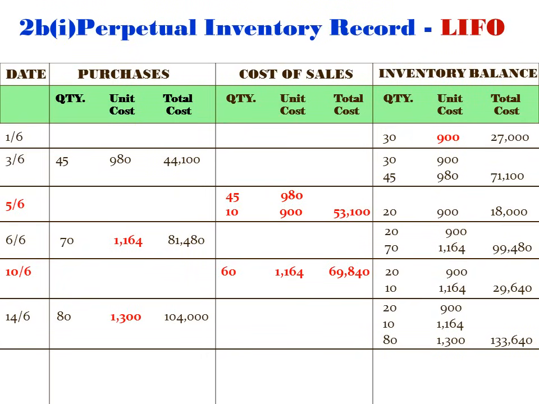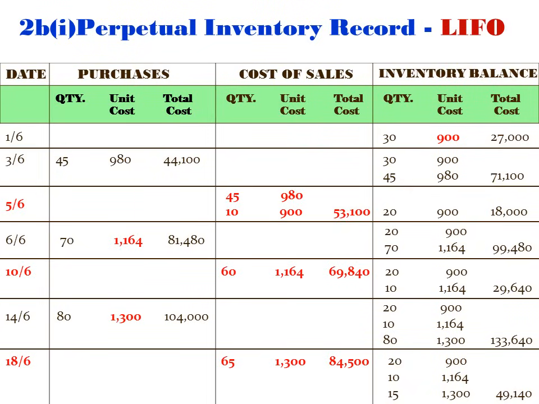Next, on the 18th, we sold 65 units. Remember, we don't look at the selling prices at this point. So here, we are using last in, first out. We sold 65. The last units that came in were those 80. So it means then, on the 18th, under cost of sales, we'll have 65 at 1,300. So we are now left with 20 at 900, 10 at 1,164, and 15 at 1,300. Total dollar value, $49,140.